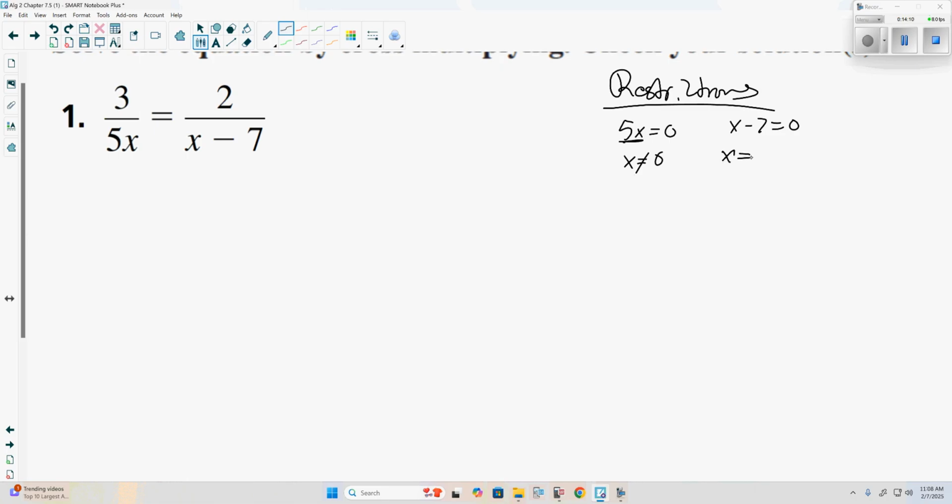x minus 7 equals 0. So what minus 7 is 0? Positive 7, because 7 minus 7 would be 0. So x can't be 7 or 0. If we get one of those two as an answer, we can throw it out.